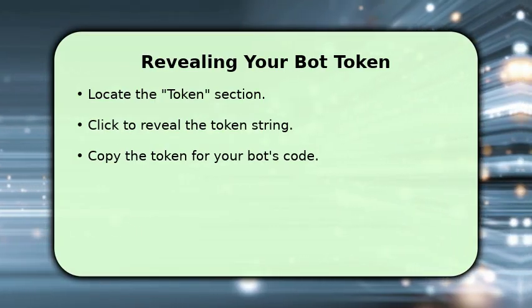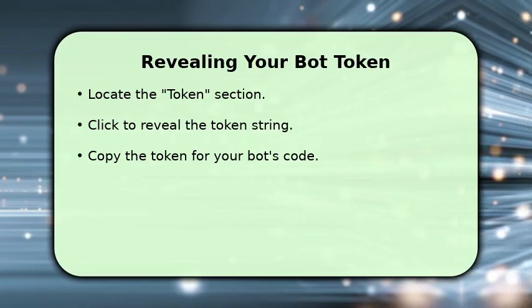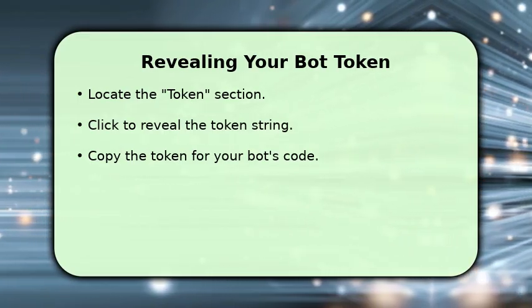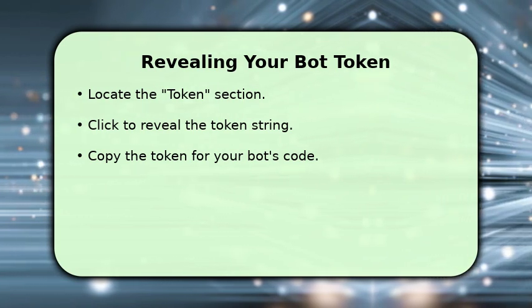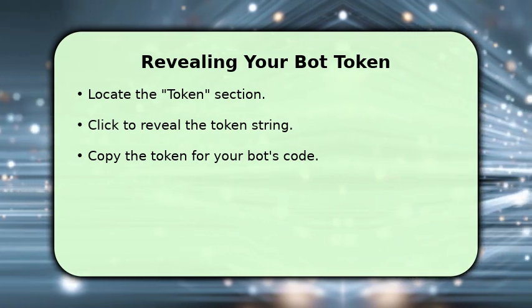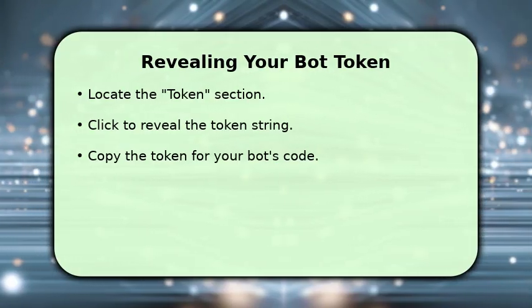Still within the Bot tab, look for the Token section. You might see a button that says Click to reveal token or simply Copy. Click this button to display the token string. Once revealed, immediately copy this token. You will need it to connect your bot to Discord through your bot's code.